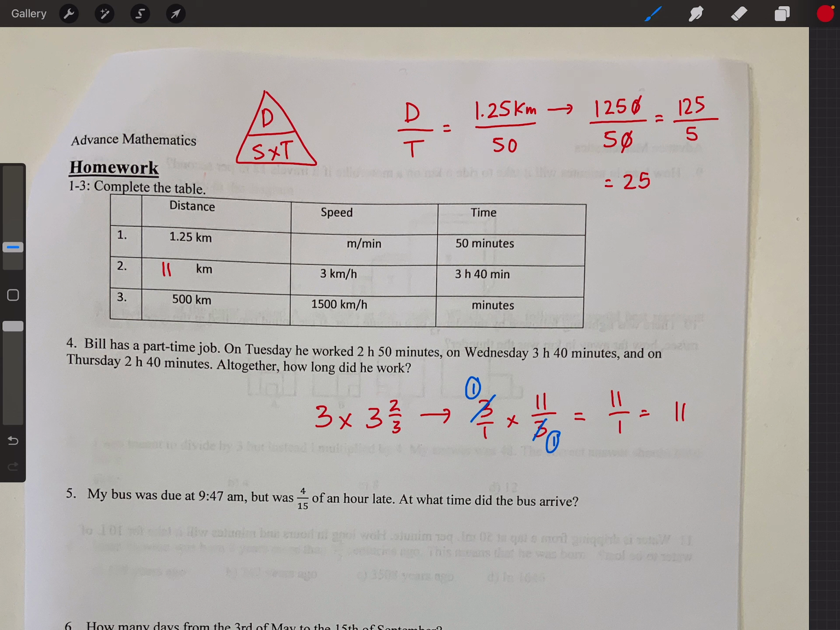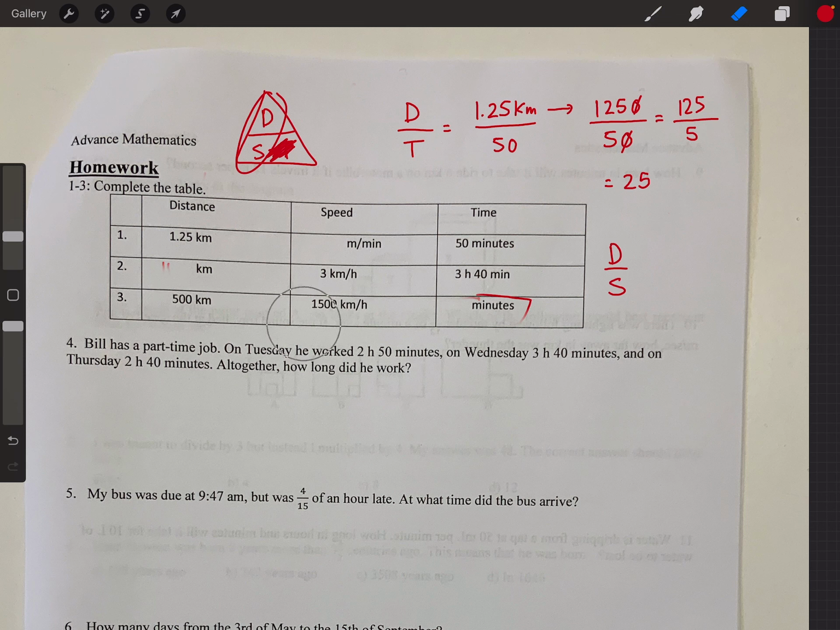You're asked to find the time. You're given the distance and the speed. So to find the time, we cover up the t for the time, and we get distance over speed. Now, the distance is 500 kilometers, and the speed is 1,500 kilometers an hour. Since they're both in the same units, kilometers and kilometers, we can just do the simple division here.